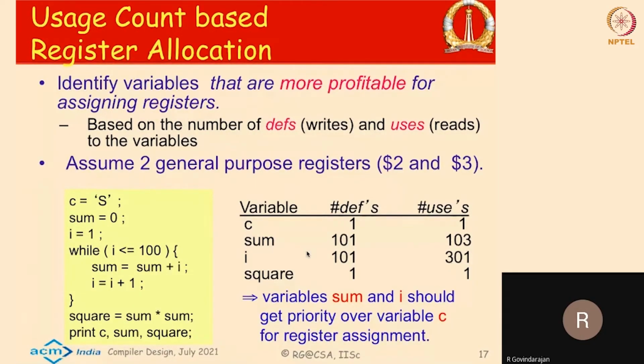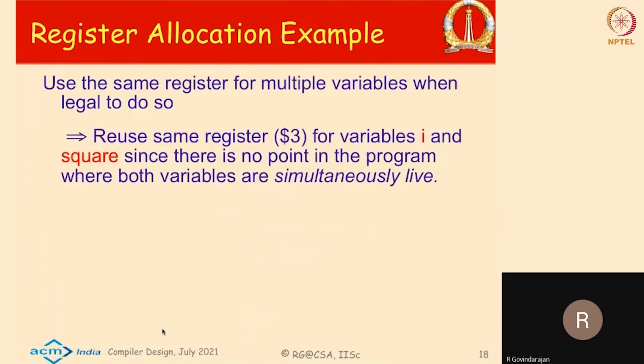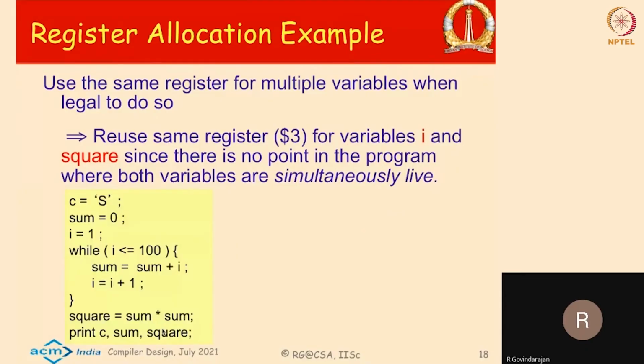But of course, you can see that after the while loop is over, I is no longer needed. Therefore, the register that you have allocated for I can also be used for some other variable, which in this particular case may be square. All right. So that's really what is happening here. We use the same register for variable I and square, since there is no point in the program where both of these variables are simultaneously live.